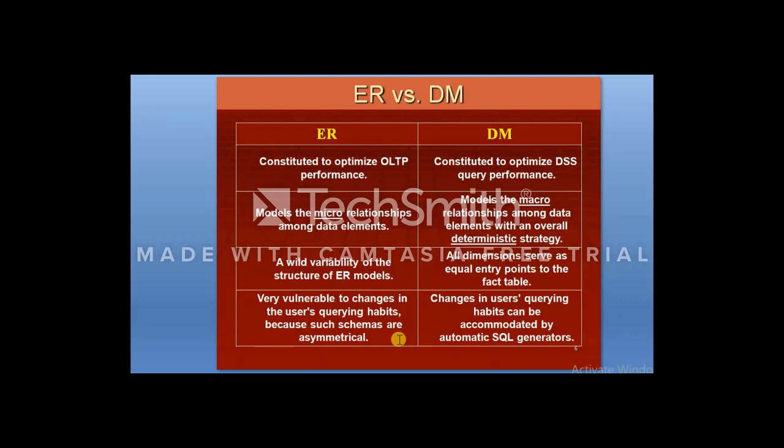But dimensional models are used to enhance the performance of a query, because in dimensional modeling or in a decision support system, we are more focused on results from multiple tables. When we try to get results from multiple tables, we need good query performance. So the dimensional model is made for better query performance. The second difference between ER and dimensional models is that the ER model shows the macro relationship between data elements.